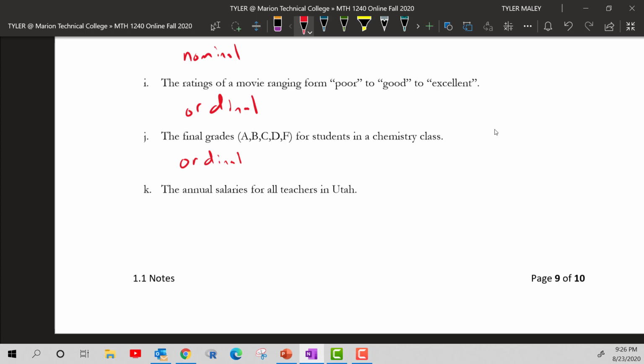K, we have the annual salaries for all teachers in Utah. That is quantitative, and we do have a natural zero, and ratios make sense here. So this would be a ratio.